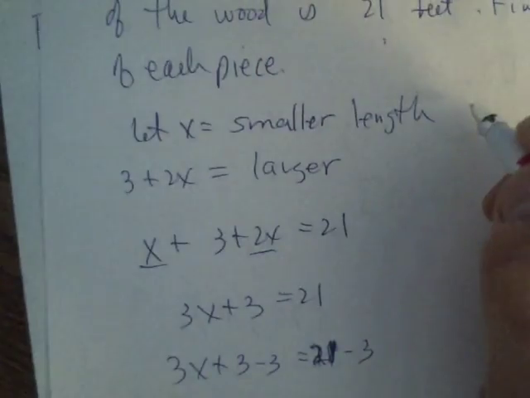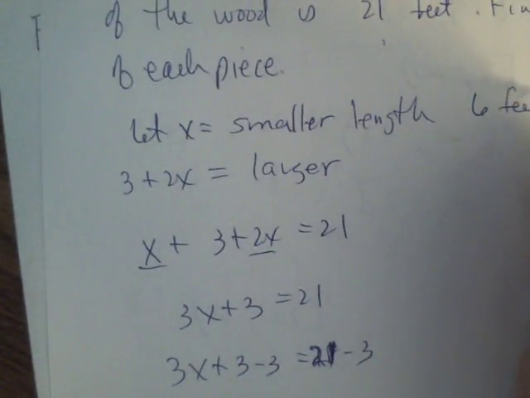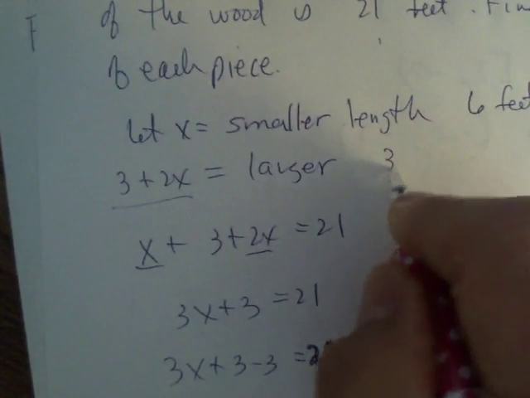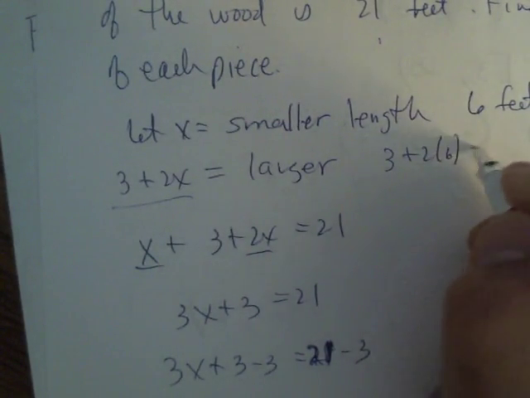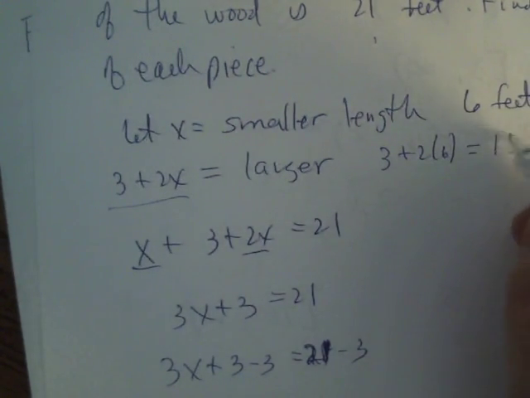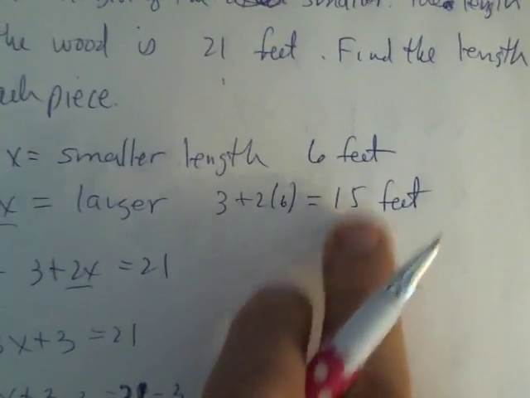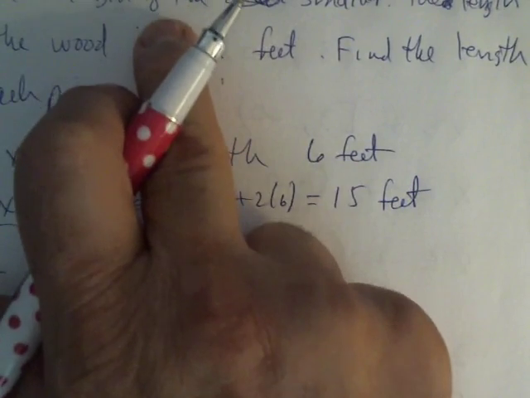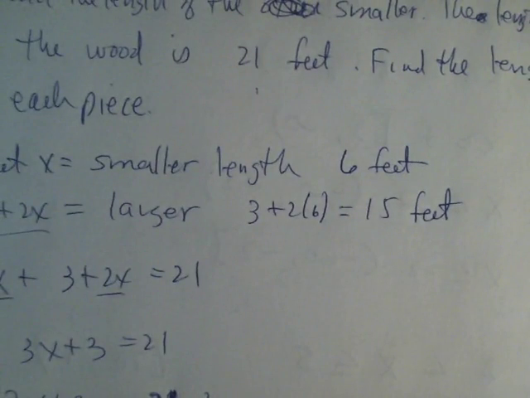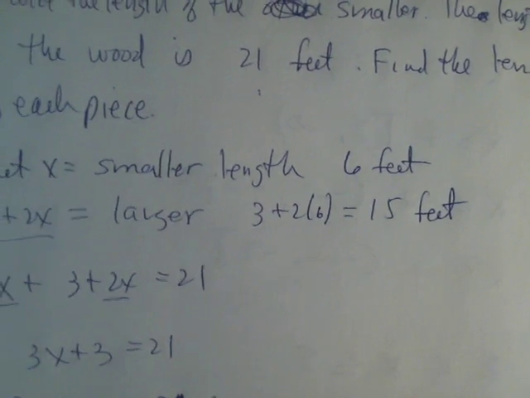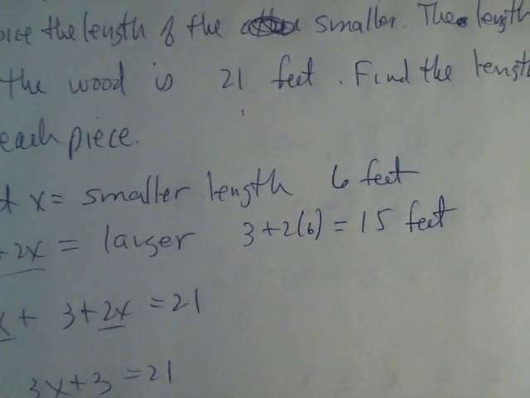So I know the smaller is 6 feet. 3 plus 2 times 6 is 15 feet. So 15 plus 6 is 21. That's how you check yourself. Things have got to work out. But you can't just create ways for it to work out. It's got to make sense. So that's something with the word problems.